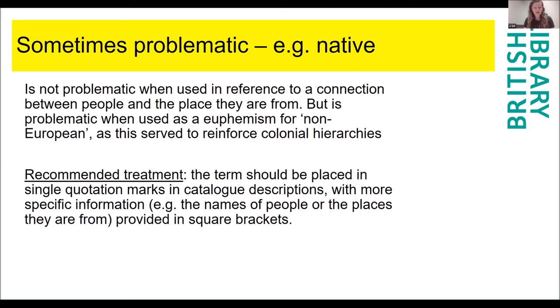So for instances like this, we've recommended that the term is placed in single quotation marks in catalogue descriptions to show that this is the language being used in the records. And it's also suggested that the cataloguer provide further information in square brackets, providing the names of individuals and specific places if known, or at least with as precise a description as possible of the geographic areas they came from.